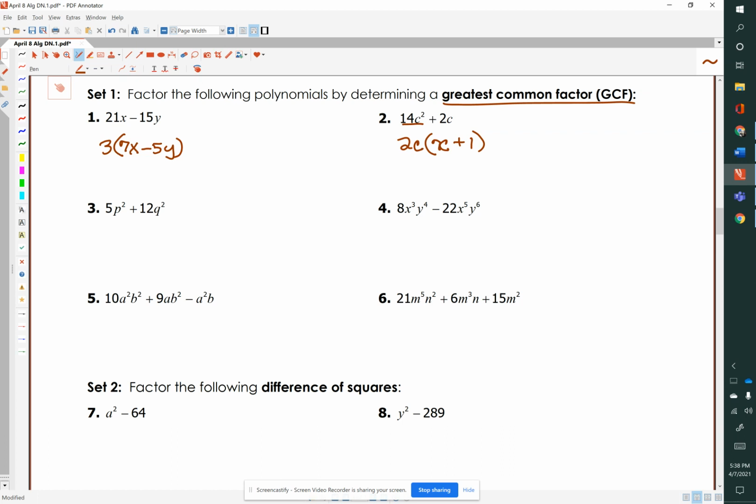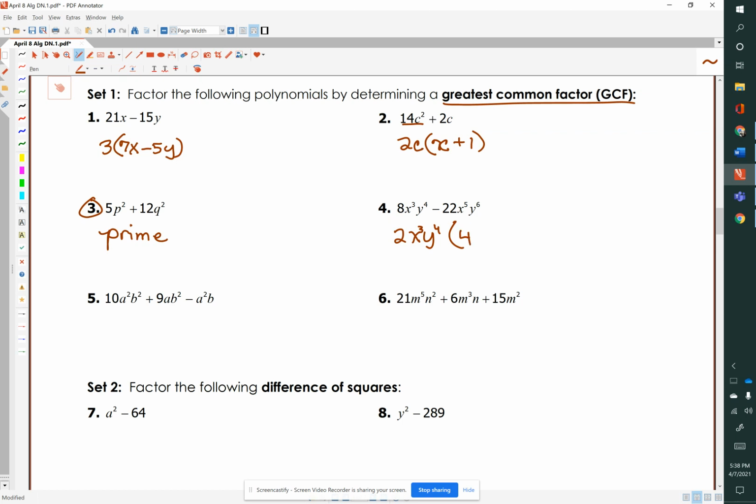So I hope that you tried those on your own. Number 3 is prime. So you were not able to get a greatest common factor out of number 3. Number 4, we have 8 and negative 22. 22 is not a multiple of 4. So we're going to pull out a 2. We can pull out x to the 3rd power and y to the 4th power. So, and that leaves us with 4.